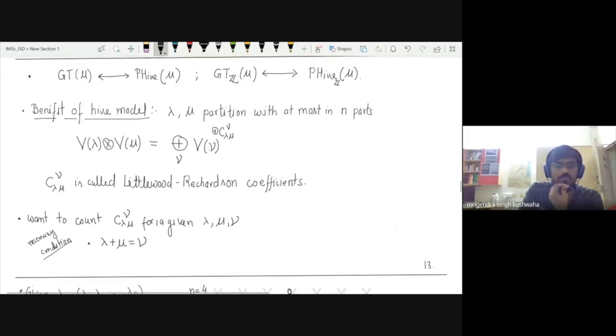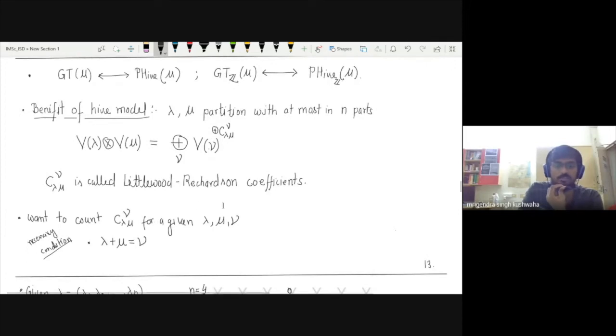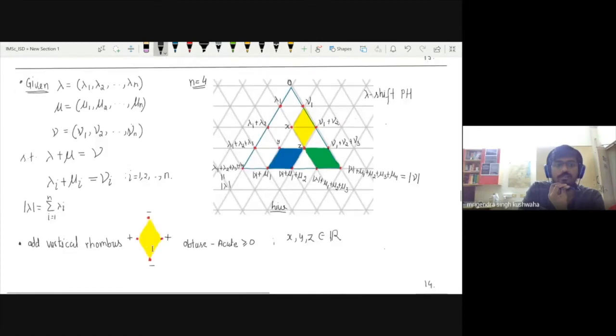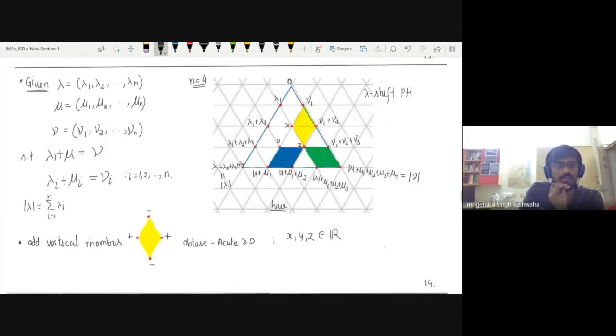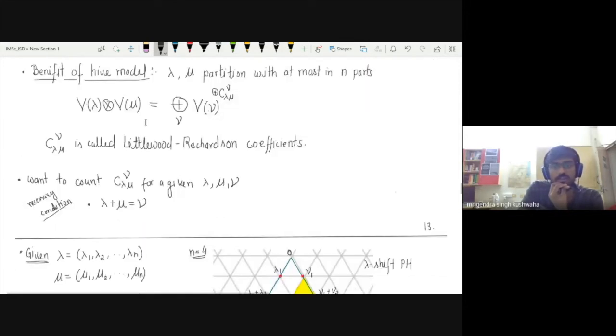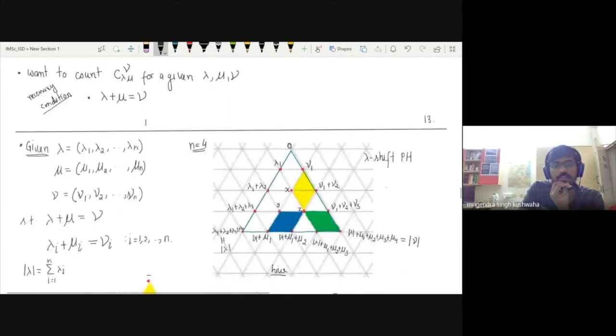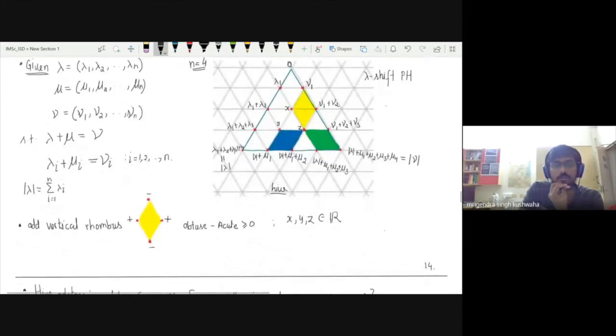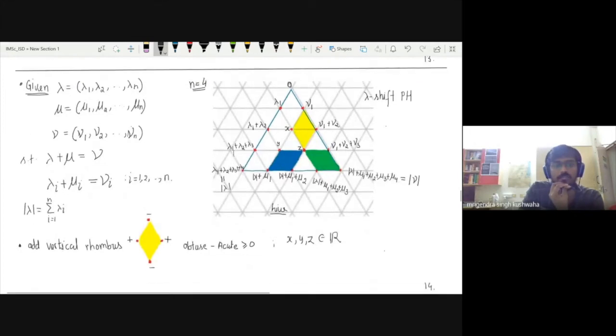So we want to count the Littlewood-Richardson coefficient for given lambda, mu, nu. One necessary condition will always be there: lambda plus mu should be nu. So suppose there are three given partitions lambda, mu, nu such that lambda plus mu equals nu. What does lambda plus mu equal to nu mean? The coordinatewise addition should be nu. Before, I told you that the left side vertices are labeled by 0 for the partial hive. Now I am defining the hive.